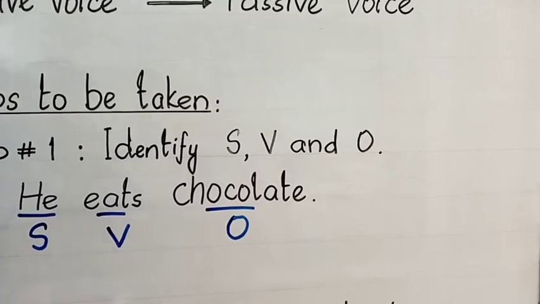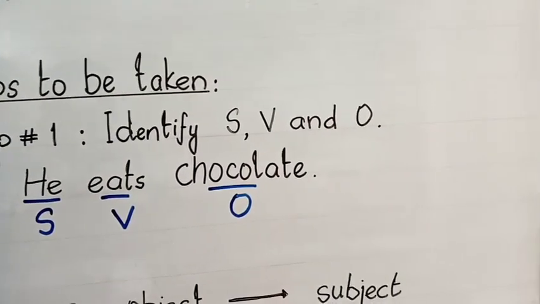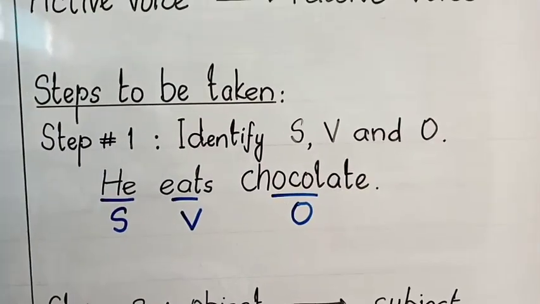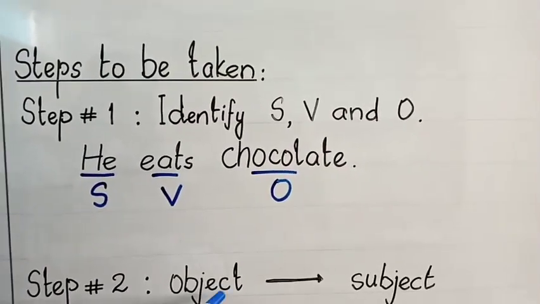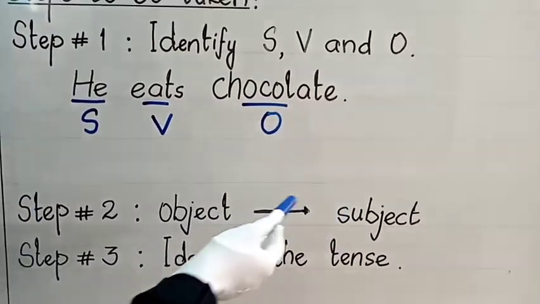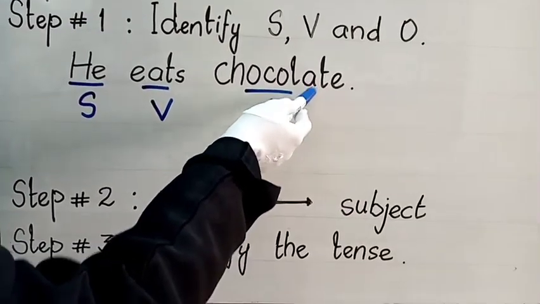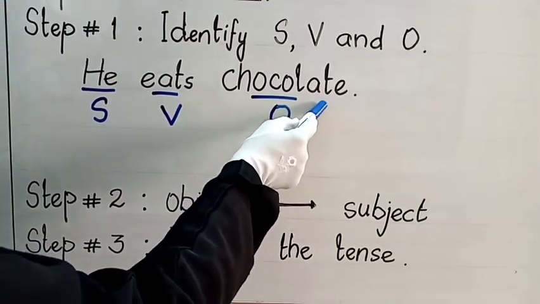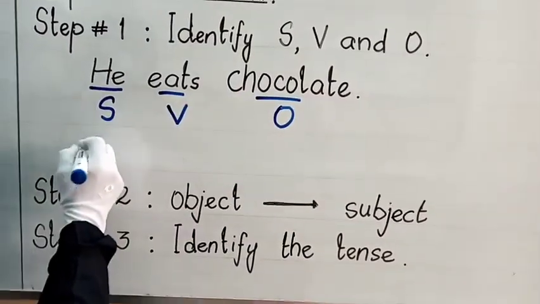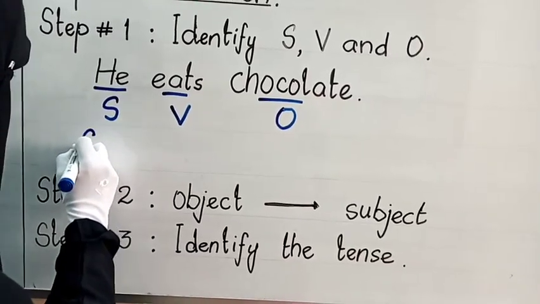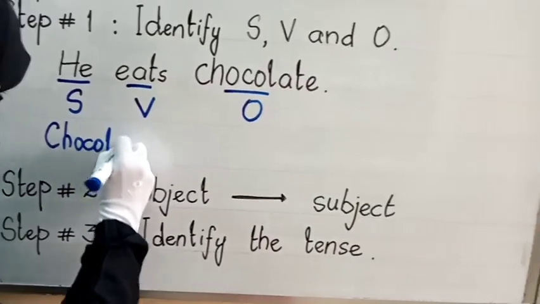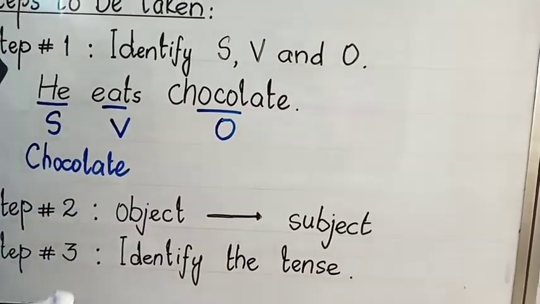Then after this, step number 2 is that when we are making passive voice of a sentence, we change the object of the sentence into subject. So look in this sentence, what is the object here? Chocolate. So in passive voice, this object will be changed into subject. So we will write chocolate at the first place because subject is written at the start of the sentence.